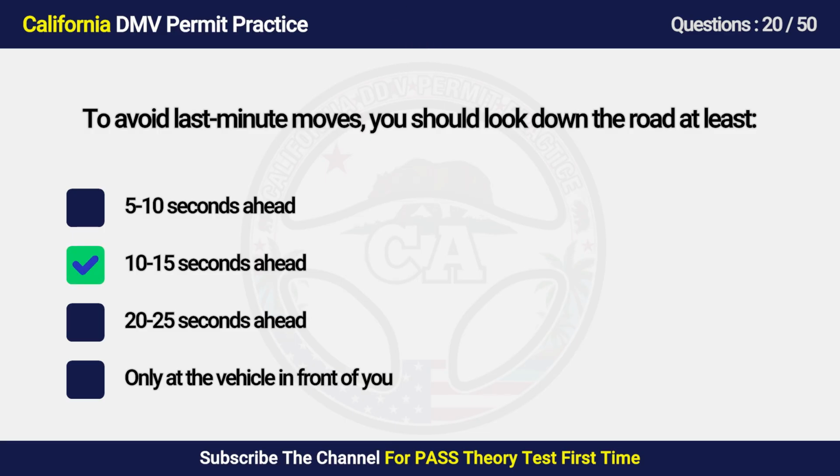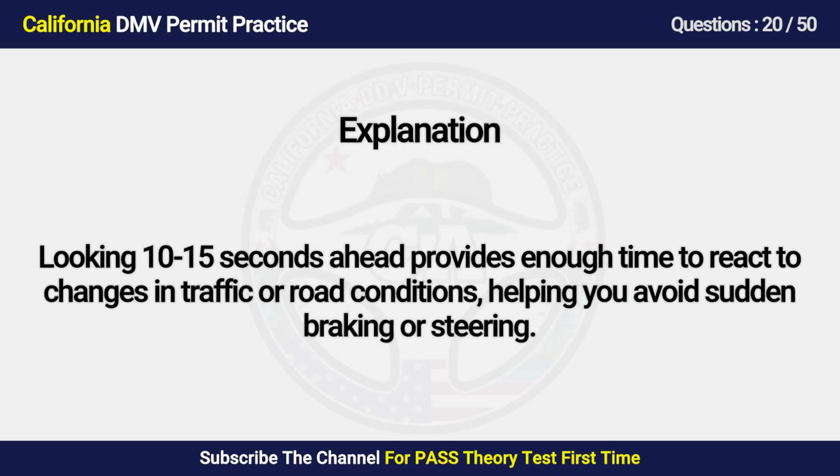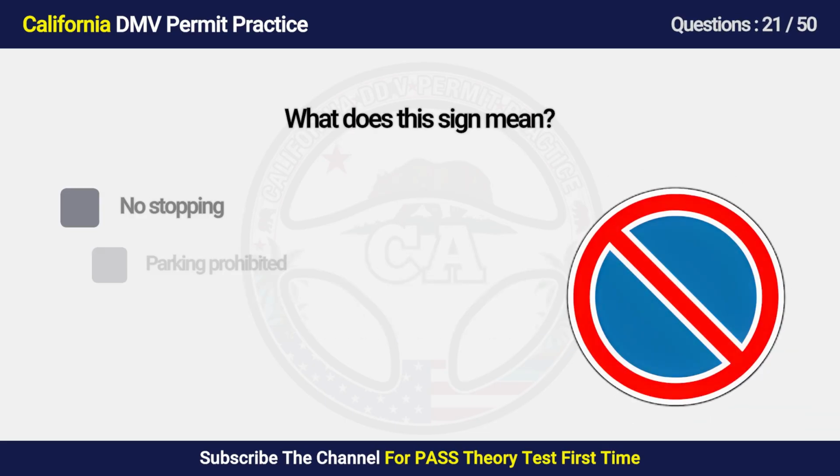Answer is B. Seconds ahead. Looking seconds ahead provides enough time to react to changes in traffic or road conditions, helping you avoid sudden braking or steering. Question 21. What does this sign mean?